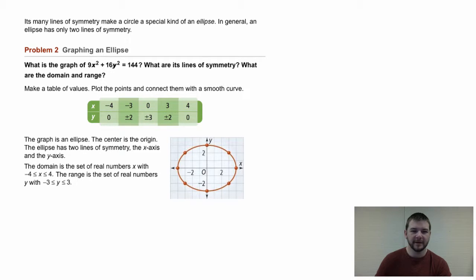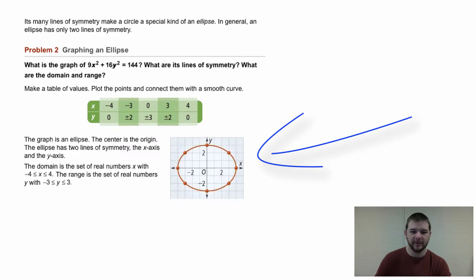What is the graph of 9x squared plus 16y squared equals 144? What are its lines of symmetry? What are the domain and range? Well, we would graph an ellipse in a very similar fashion to the way we graphed a circle in example problem 1. We would either use some form of graphing utility or software, or make a table of values, and then use what we know about symmetry to fill in the rest of the graph.